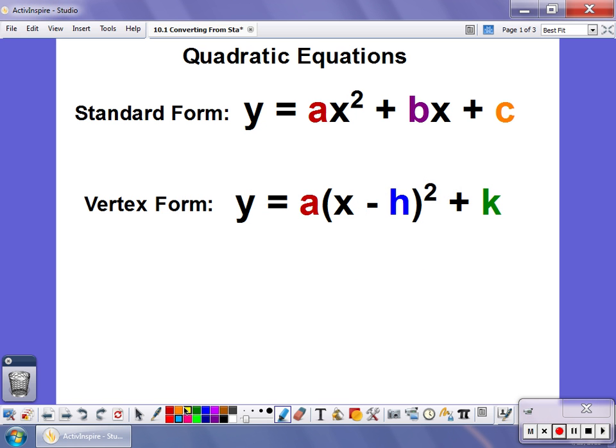There are two ways to write quadratic equations. The first method is called standard form. Standard form looks like this: y equals ax squared plus bx plus c. The second method that we have is something called vertex form.